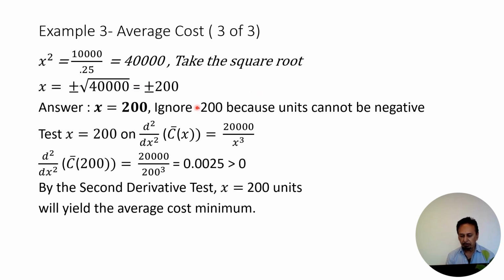Now we take the square root. So x squared becomes x, and we have plus or minus the square root of 40,000, which is plus or minus 200. Now these are units, so units cannot be negative, so the answer is x is equal to 200, so we ignore minus 200. Now we test x equal to 200 on the second derivative, so we substitute, so we have 20,000 over 200 to the power 3, which comes to 0.0025, and now it's greater than 0. So by the second derivative test, we can say x equal to 200 units will yield the minimum average cost per unit.